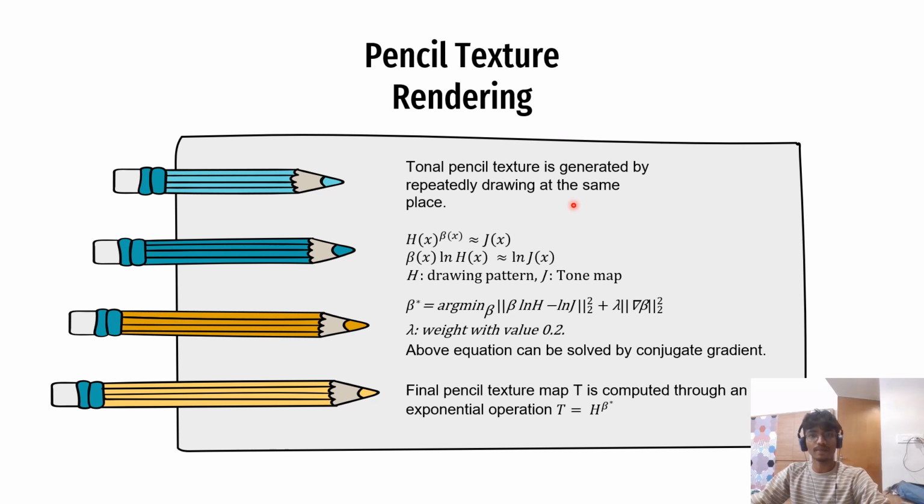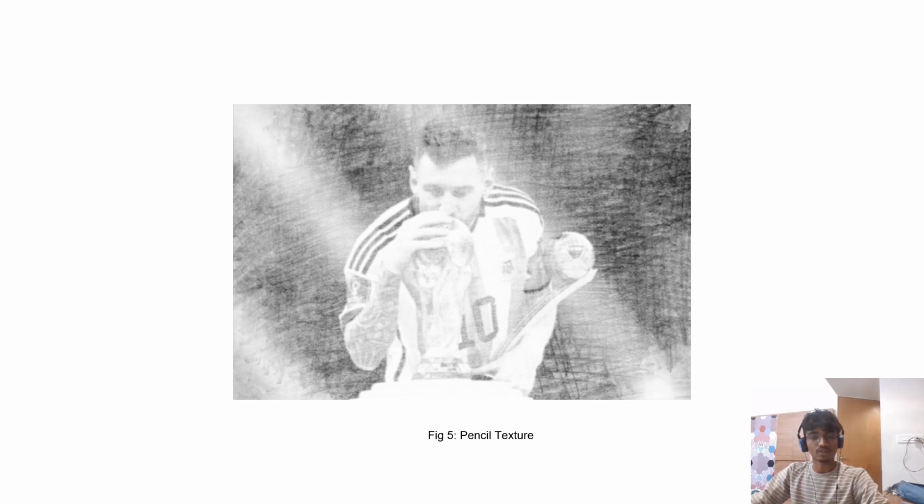Finally, the pencil texture map T, which is here, is computed through an exponential operation, which is given over here. That is, T is equal to H to the power of beta star. The final step transforms the initial drawing patterns with optimized tonal variations, resulting from the calculated value of beta, which was calculated right over here. In essence, each stroke and tone is mathematically calculated and rendered for precision, ensuring that the digital art not only imitates but also elevates traditional pencil texture and techniques. So we have got this particular image after solving the equations that we had. This is the image for pencil textures.